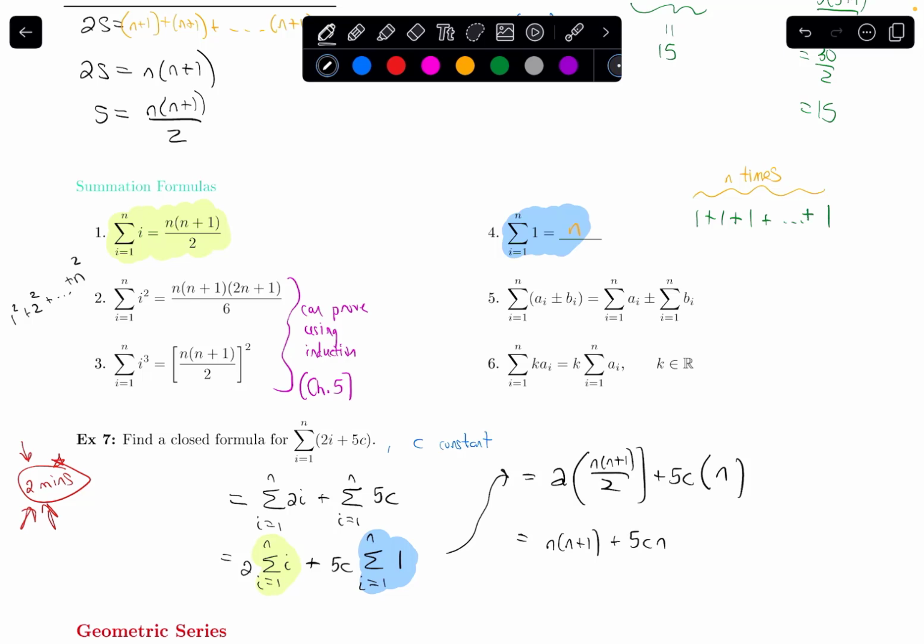And that is a closed formula. Got a closed formula. It didn't say I have to simplify it further once I get a closed formula. So it's fine to leave it like this.